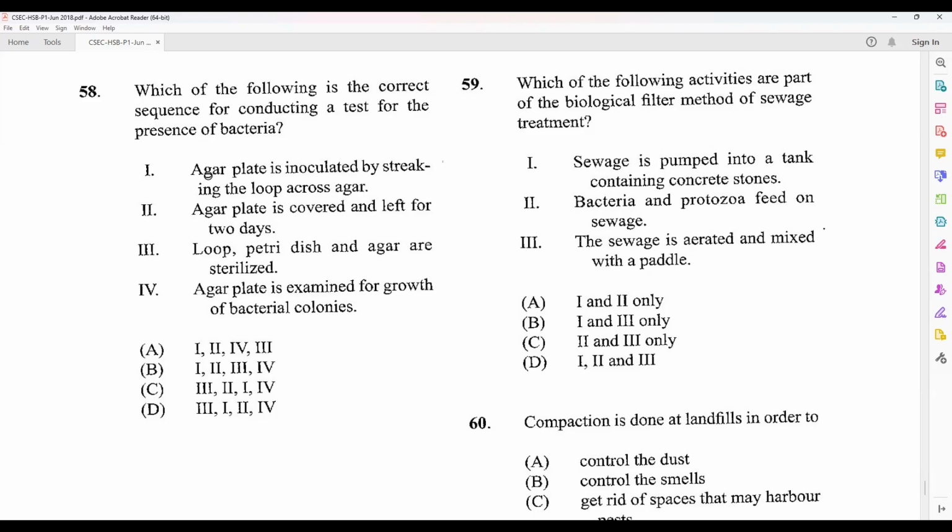And agar plate is inoculated by streaking, agar plate is covered and left for 2 days. So we have 1 coming before 2. The reason you're leaving the agar plate and you're covering it is so that the bacteria gets time to grow. After it grows for the 2 days, which is about 48 hours, you will examine it for any colonies of bacteria. So your answer is D.